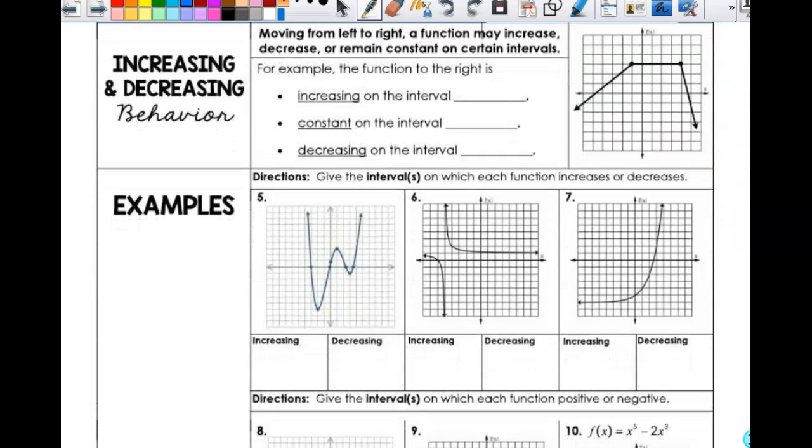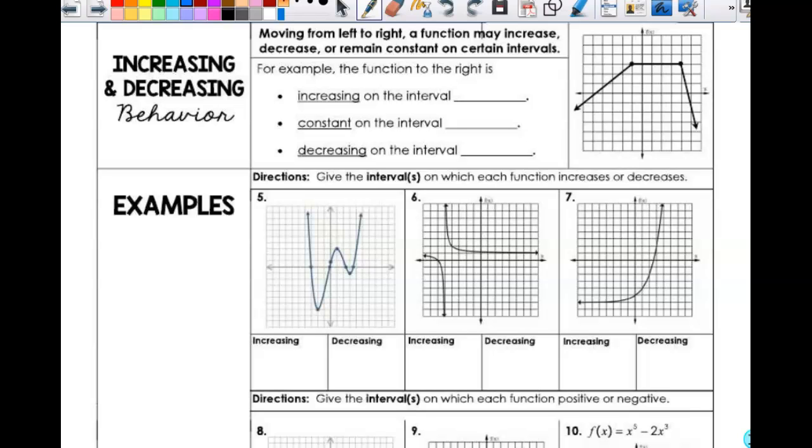So this says, moving from left to right, a function may increase, decrease, or remain constant on certain intervals. For example, the graph to the right is increasing, constant, decreasing. We'll talk about that. But the way in which you write these intervals is still debated amongst mathematicians. Different math teachers can have different takes on how you should do this. So we're going to do it in the way that is consistent with calculus on this campus next year. Plus, it's the way that Mr. Ackerman and I both look at it anyway.